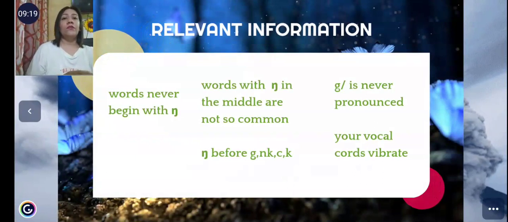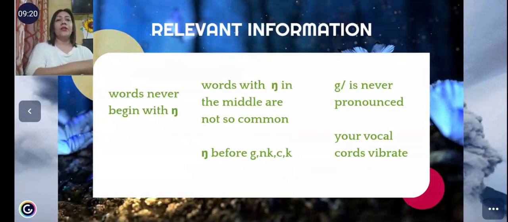Also for this sound, we never pronounce the G consonant at the end of a word with the NG combination. For example, we say king instead of king-g. Now, listen one more time. King, instead of king-g. And we have also that our vocal cords should vibrate.